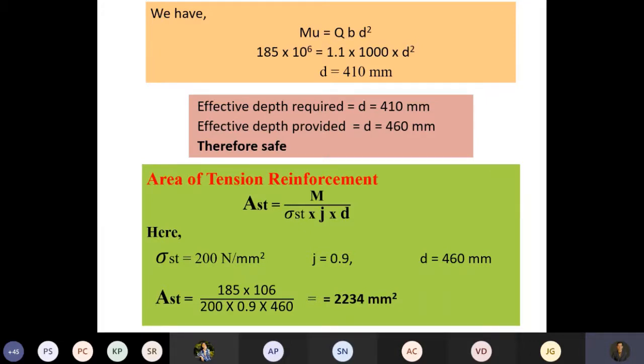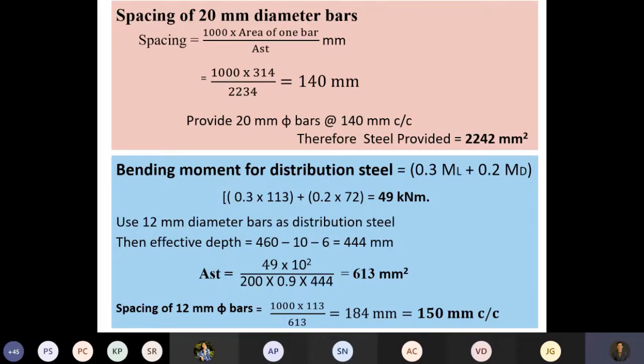34 mm square. Next, spacing. You can assume 20 mm diameter bars. Already at the time of calculation of effective depth, we have assumed 20 mm diameter bars. So we can have area of one bar equal to 314 mm square. Area of a 20 mm diameter bar is 314 mm square. So from that you can calculate spacing as 140 mm.